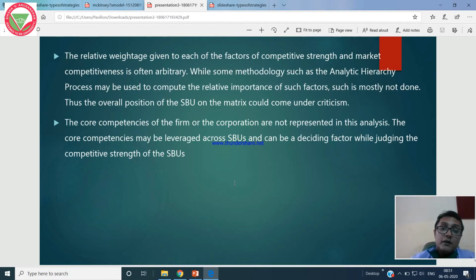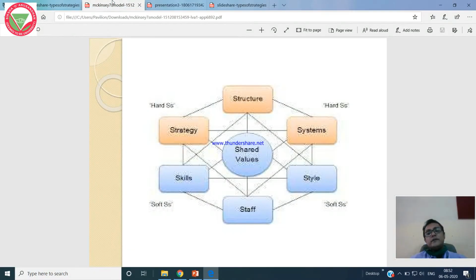So with this, we have come to the end of this GE matrix. The next important concept, McKinsey's 7S model, will be discussed in today's class. If you see this diagram, you will find 7 words that are listed, that start with the letter S. Therefore, it is called your 7S model. But what are they? First, we will see the definition and the full form of 7S, then we will be discussing them.